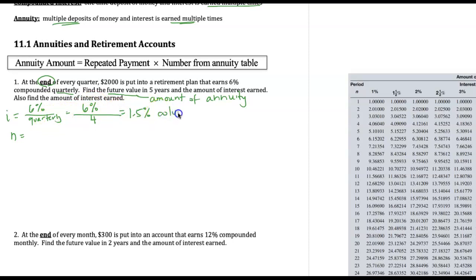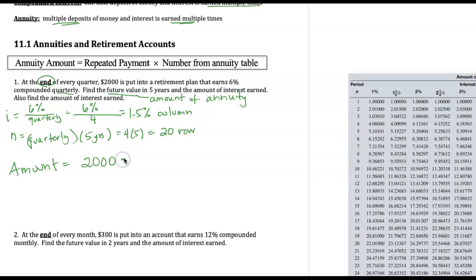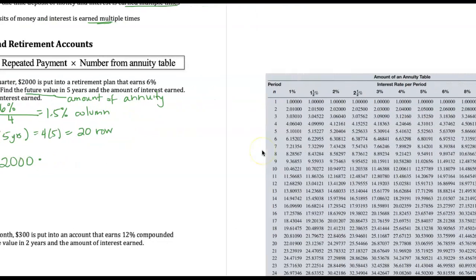So that's our column. To find the N, or the correct row, we're going to find out how many times interest is calculated over the life of the loan. So it's calculated quarterly, which is 4 times a year, and it's going to happen for 5 years. So that 4 times 5 is 20, and that's the row that we're looking for. So again, our amount of the annuity is going to be the $2,000 repeated payment times the number from the table. Let's look at row 20 and the 1.5% column.